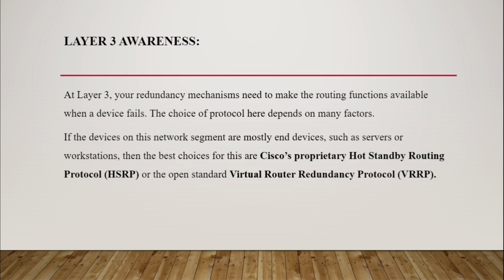Looking at layer 3 awareness. If the segment is being used primarily to interconnect network devices, then it makes more sense to use a dynamic routing protocol such as OSPF or EIGRP or BGP. At layer 3, your redundancy mechanisms need to make the routing functions available when a device fails. The choice of protocol here depends on many factors.